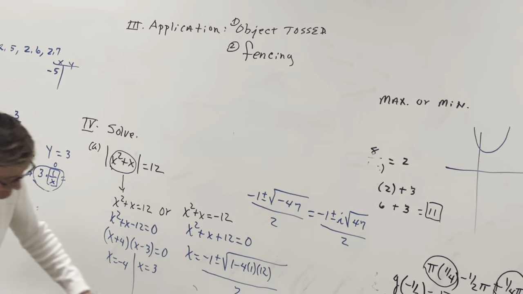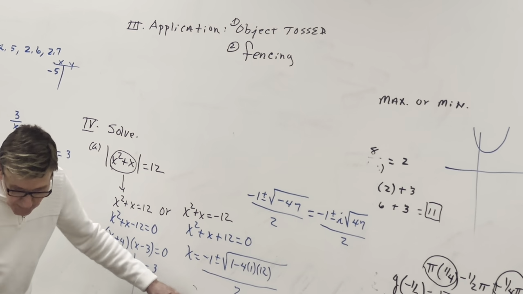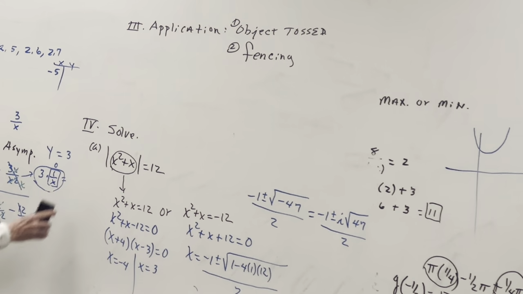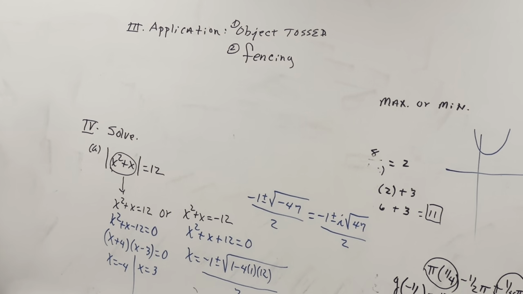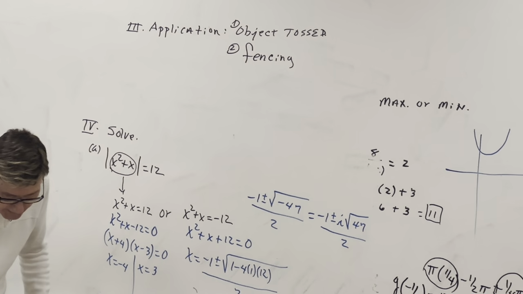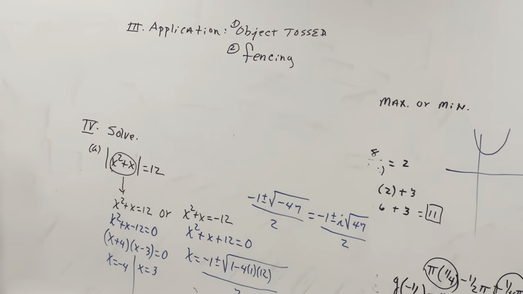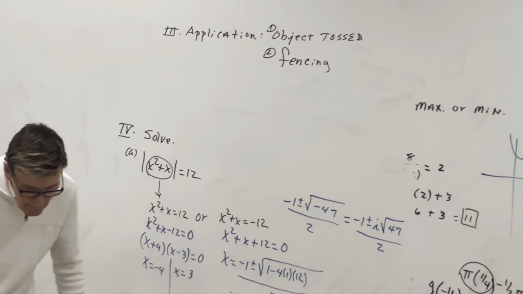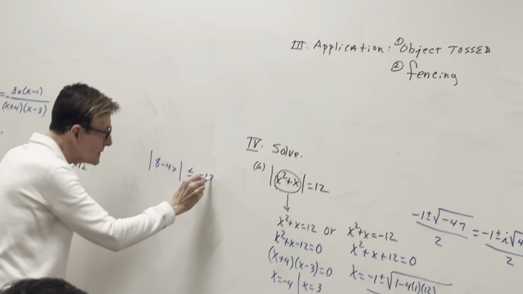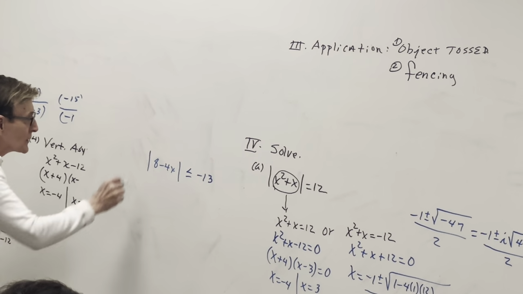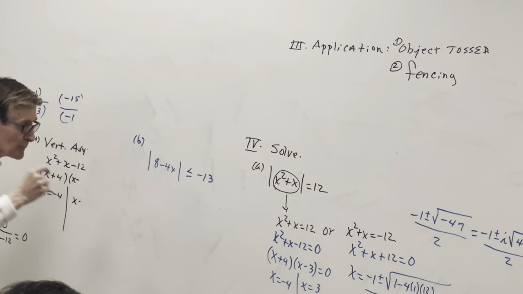Beautiful, here goes. Next one looks like this. I brought in this: absolute value of 8 subtract 4x, less than or equal to negative 13. Let's call this part D. Another example.